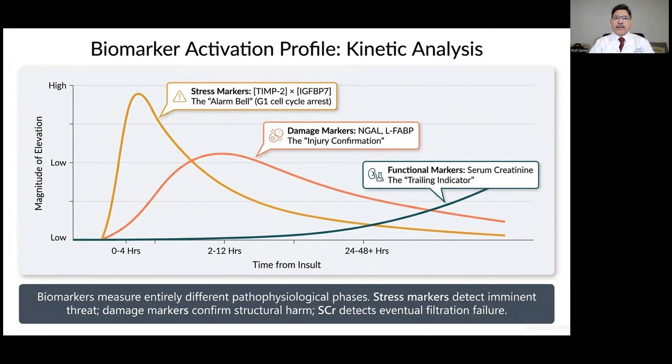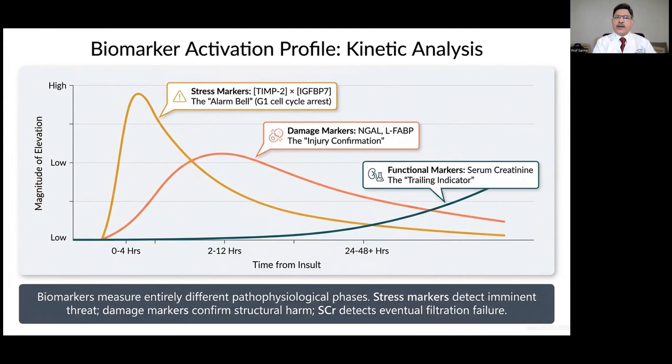Number two, damage biomarkers, which come late, around 2 hours, and last for a longer time. These are NGAL, LFABP. These are called injury confirmation. And finally, functional markers are your serum creatinine and falling urine output. Three levels we can classify: stress markers, damage markers, functional markers.